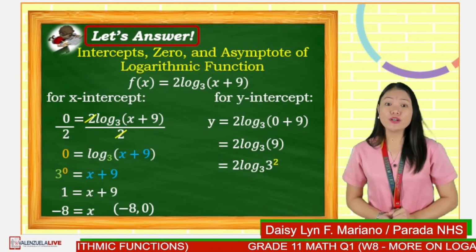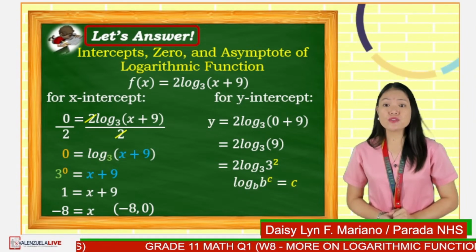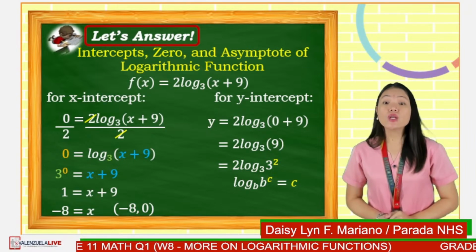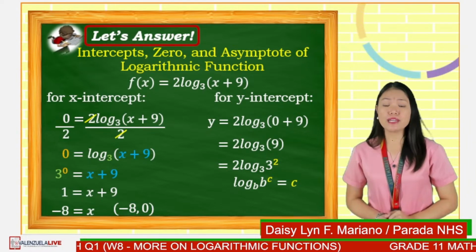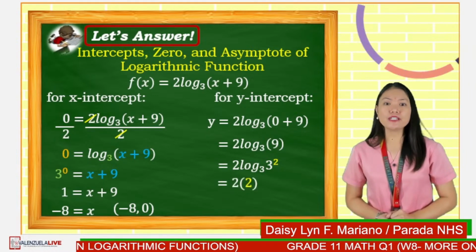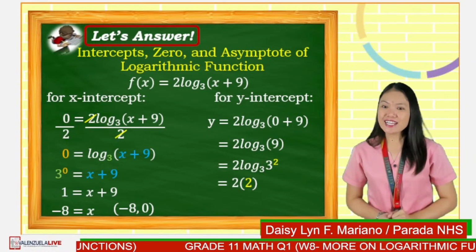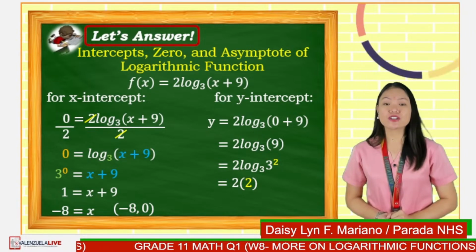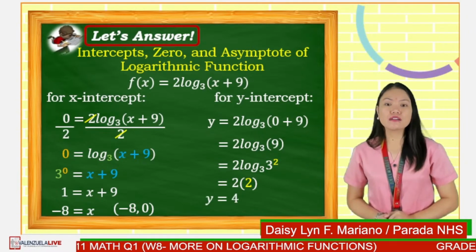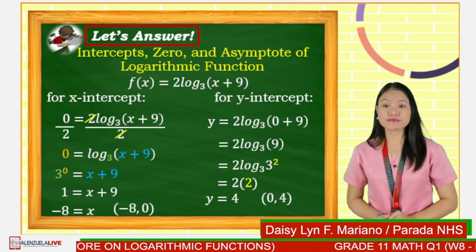Recall that one of the properties of logarithm is logarithm of b raised to c with base b is equal to c. That is, logarithm of 3 raised to 2 with base 3 is equal to 2. Applying the property of logarithm, we have 2 times 2. Last, get its product. So y is equal to 4. Thus, the graph will pass through the point 0, 4.